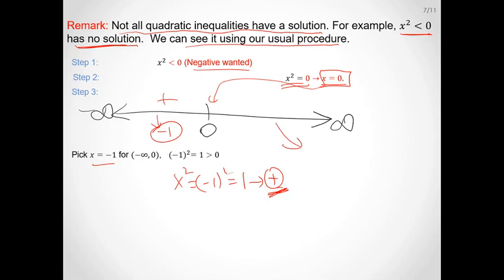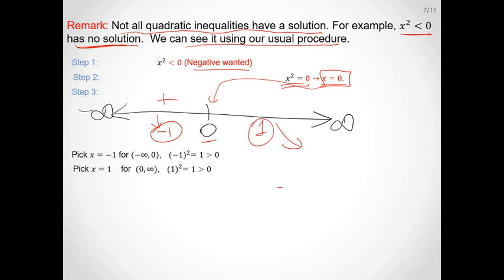And take another number here. Okay, pick 1 here. I'm saying take 1 because it has to be bigger than 0. I have to take a number on the right hand side of 0. So take 1 and put it in x squared. So you got again another positive value. So we got positives here, as you see.